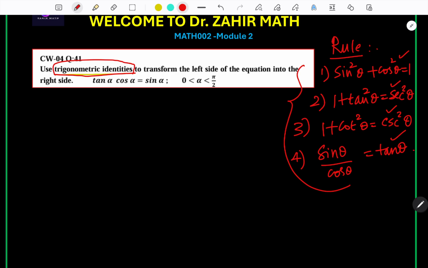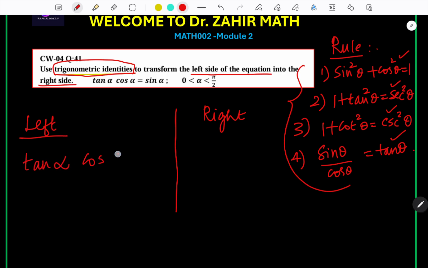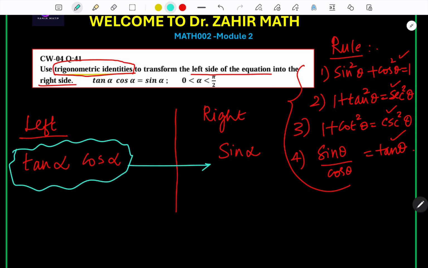To transform the left side of the equation into the right side, it means the left side, right? They are asking to show it equals the right side. Okay, so what's your left side? Tan alpha cos alpha. What is the right side? Sine alpha. So I need to do something to this one to bring this term.